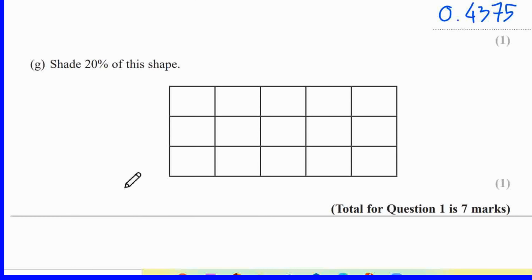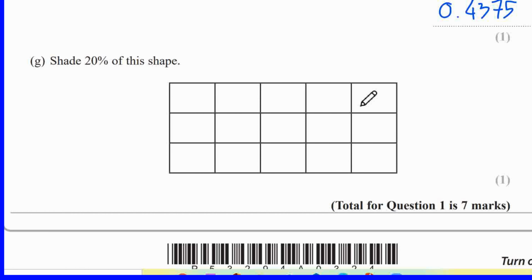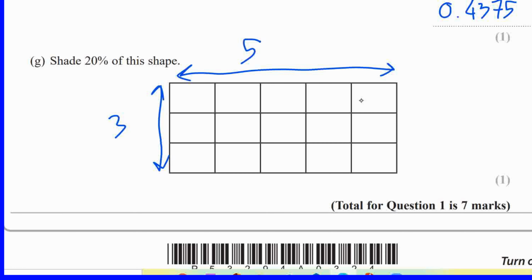Shade 20% of this shape. 1, 2, 3, 4, 5. Here there are 5 boxes. Here are 3 boxes. 20% is 20 over 100. Altogether is 5 times 3. There are 15 boxes. 20 over 100 is 20%.